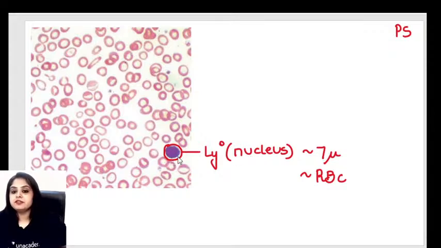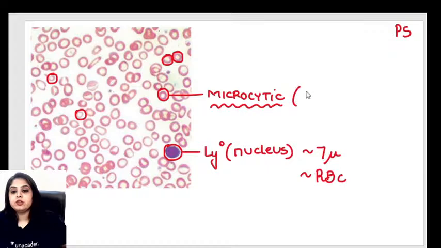So for example, if this is the size of the lymphocyte that we have, and I ask you what do you think is the size of this red blood cell, or what is the size of this red blood cell, you can very clearly see that these red blood cells are all smaller. So can I label them as microcytic cells? That is a very important feature, that the first shape variation that you can get, or first size variation I would say, size being small, and that is going to be microcytic. So how did I get to know it's a smaller size? I compared it with the size of a lymphocyte nucleus.